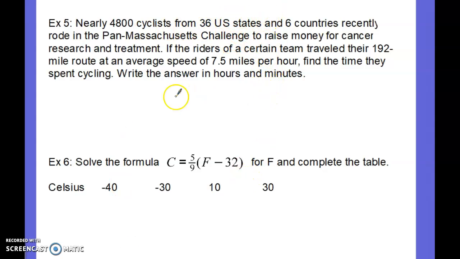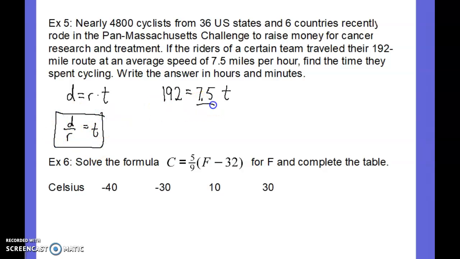So as you read through the problem, you might need to pause and read it and comprehend it. This is a distance equals rate times time problem. So there's 192 miles. That's your distance, with an average speed, so that's a rate of 7.5 miles per hour. Find the time that they spent cycling. Well, that's t. Now what they wanted you to do is to solve for t in this problem, which would be dividing by r.